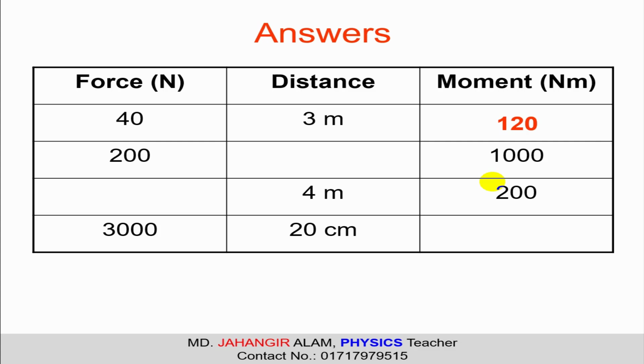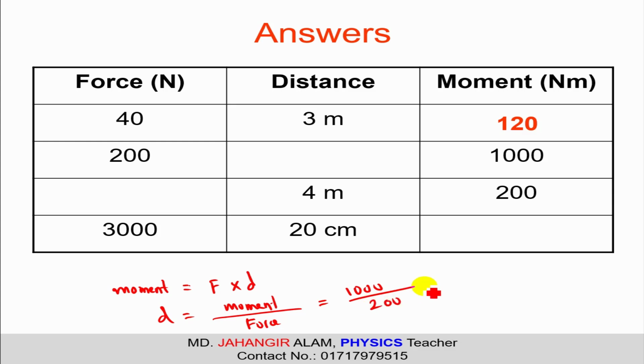Then here force 200 newton and moment 1000 newton meter are given. So we have to find out the distance. We know moment equals force times perpendicular distance. Here we have to find the distance, so moment divided by force. Moment 1000 divided by force 200. So 5 meter. Here the answer is 5 meter.